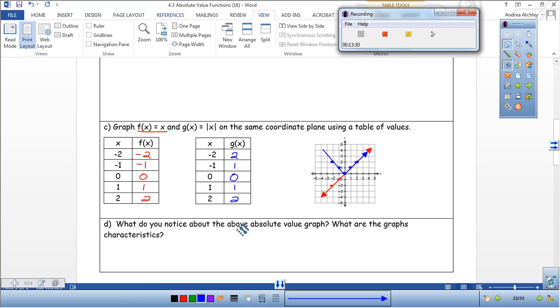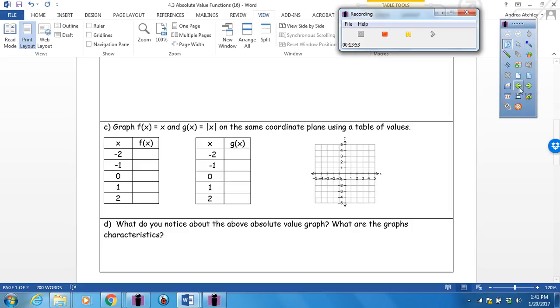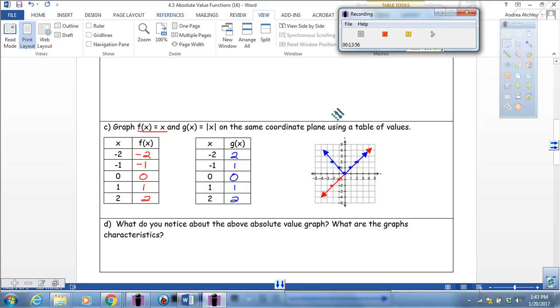Okay, what do you notice about the above absolute value graph? What are the graph's characteristics? So everybody write down what they notice about that blue graph of an absolute value equation. I noticed that it overlaps the line. Okay, so it kind of coincides with the linear equation at some points. Kyle, what did you notice? It has symmetry. Okay.